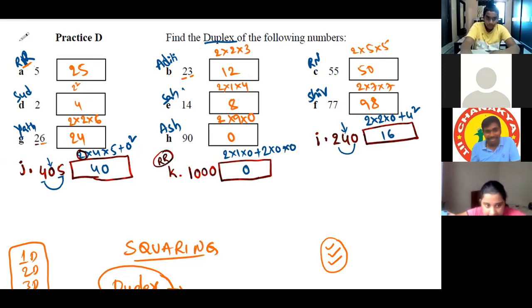Okay. Gohit, can you do? Yes, sir. Sir, can you tell them to lower their hands, whoever doesn't have a doubt?